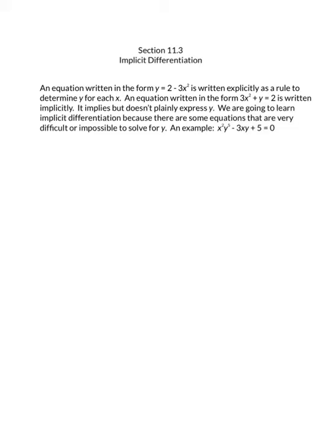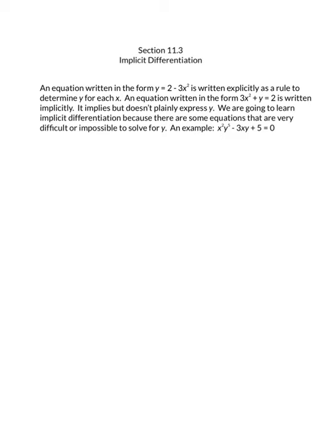In section 11.3, we are going to look at what is called implicit differentiation. An equation that's written in the form y equals 2 minus 3x squared is written explicitly as a rule to determine y for each x. You are told y equals. You would plug in a number for x and you would be able to figure out exactly what y equals.